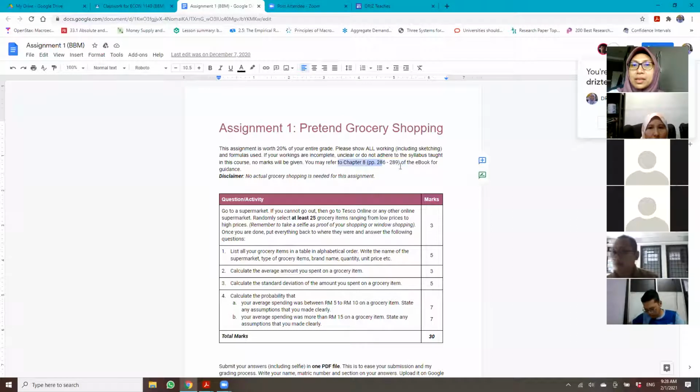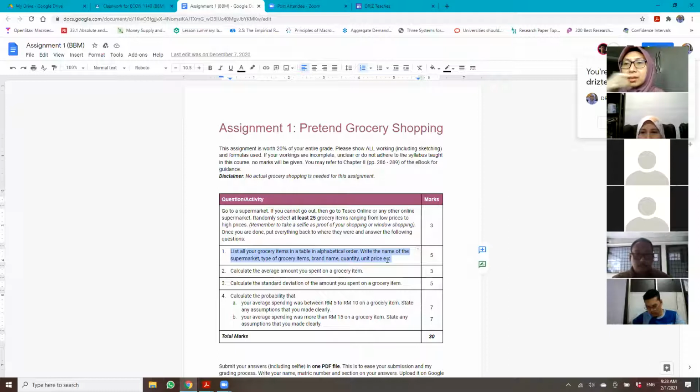So this page, chapter 8, this is for the fourth question. First question is you guys go out. Or if you don't want to go out or cannot go out, then you go and do online shopping. Yeah, no problem. Okay, there are so many online apps. You don't have to really buy anything. It's just pretend.